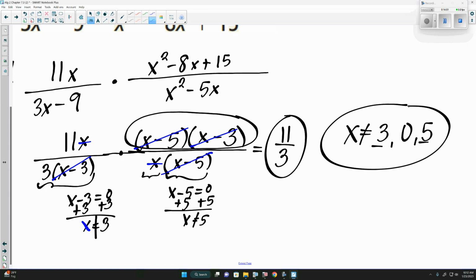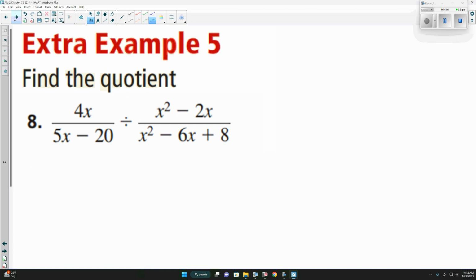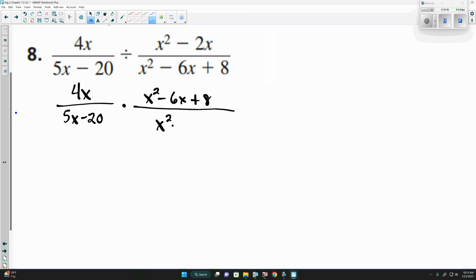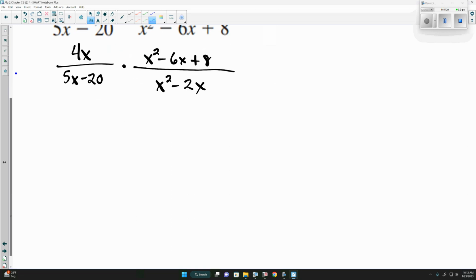Questions on this here? All right, we're going to find the quotient of this one next. So the first thing we can do is rewrite it and flip the second. Which will make x squared minus 6x plus 8 on top, and x squared minus 2x on bottom.